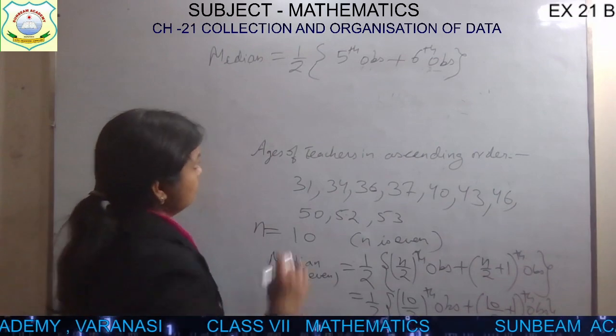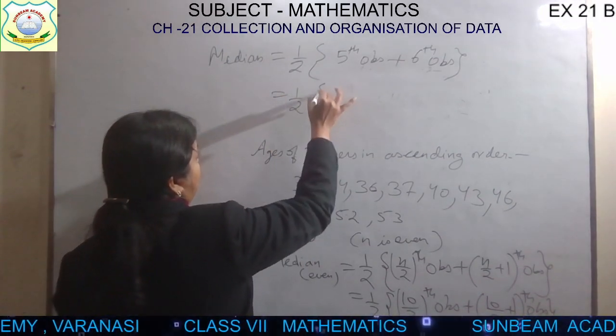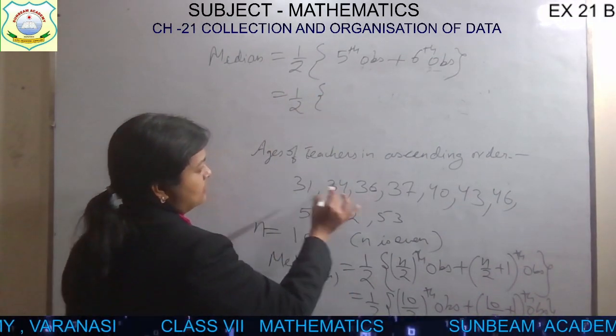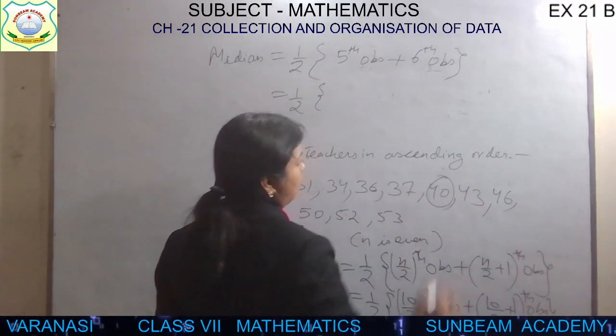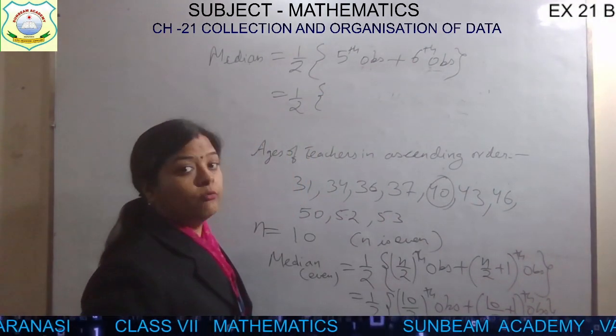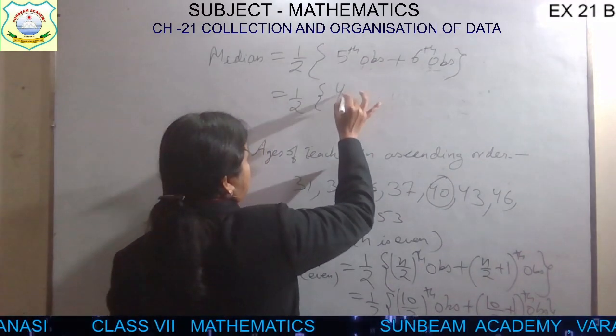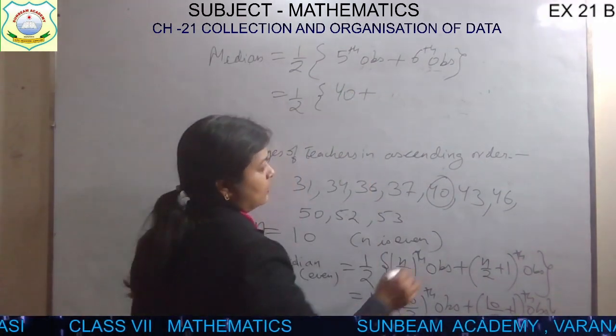Okay. Now half of, what is the 5th observation, children? First, second, third, fourth, 5th. 40 is the 5th observation. So write down 40 plus, what is the 6th observation?